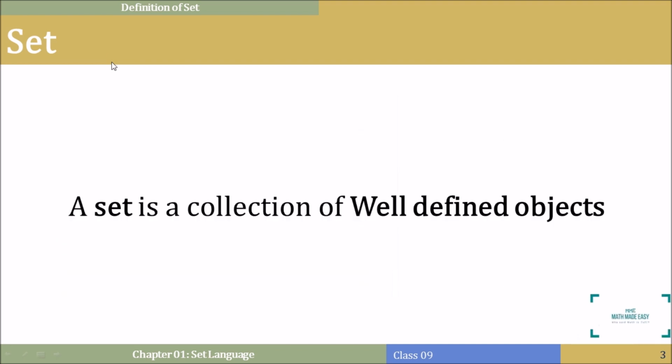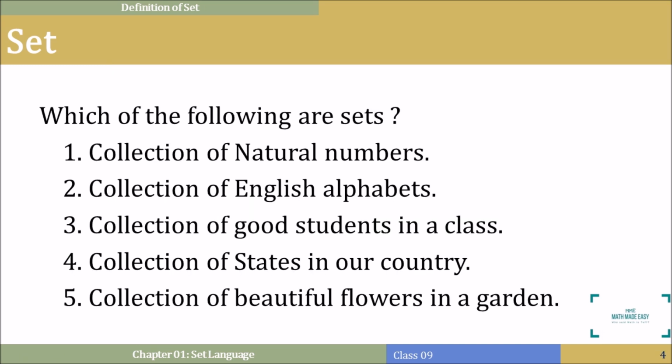A set is the method of writing well defined objects, or one can define a set as a collection of well defined objects. Let's see what the phrase well defined means. Let's consider these examples. Number one is the collection of natural numbers. We know that natural numbers start from 1, 2, 3, 4, and so on. Anywhere in the world, when you ask a person, he would say natural numbers start from 1 and go on, right?